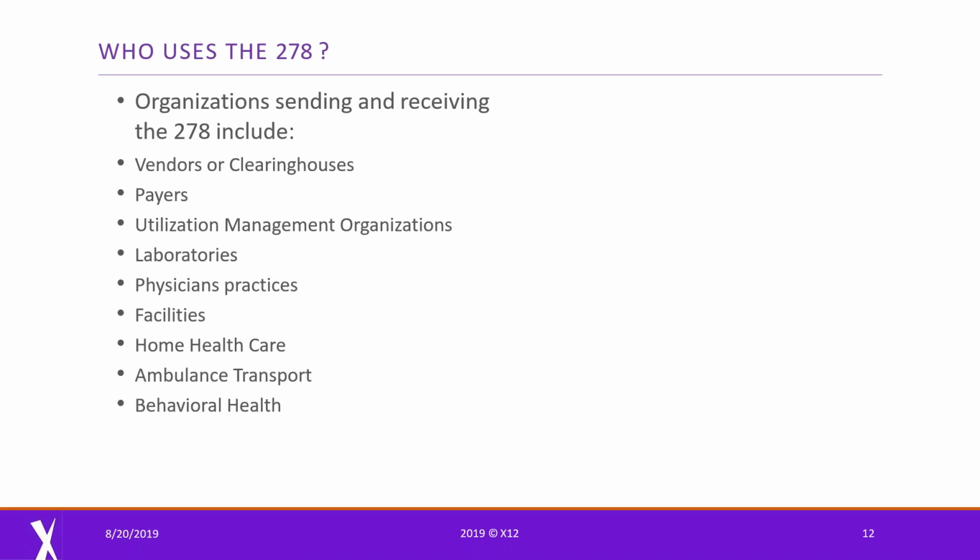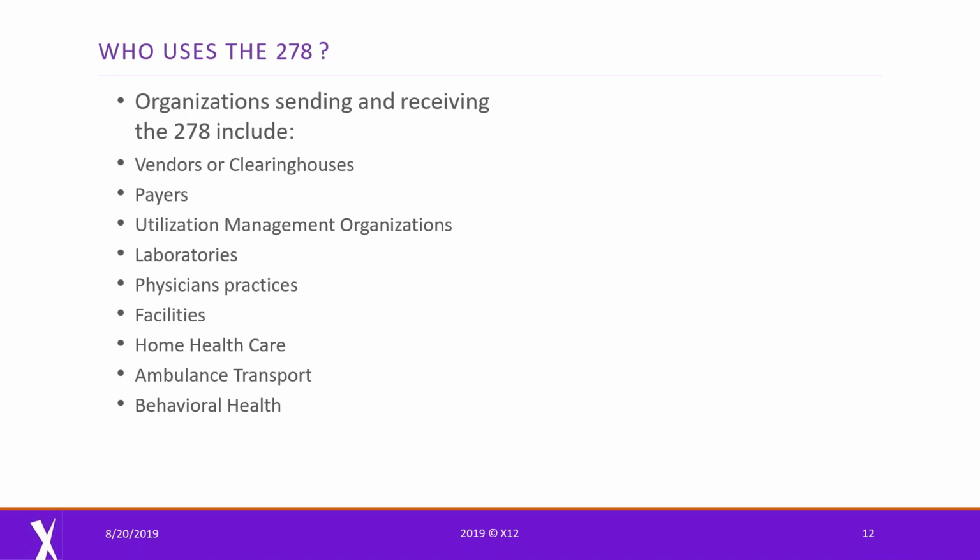So who actually uses the 278 today? I know we have some bullets here, but if you think of the life cycle of patient care and all the different entities that are out there to support the patient care, the 278 would support any one of those entities. You have not only who's doing the patient care, but also vendors and clearinghouses, who are also in support of patient care because they're the ones sending that information to and from the providers and the payers, etc.